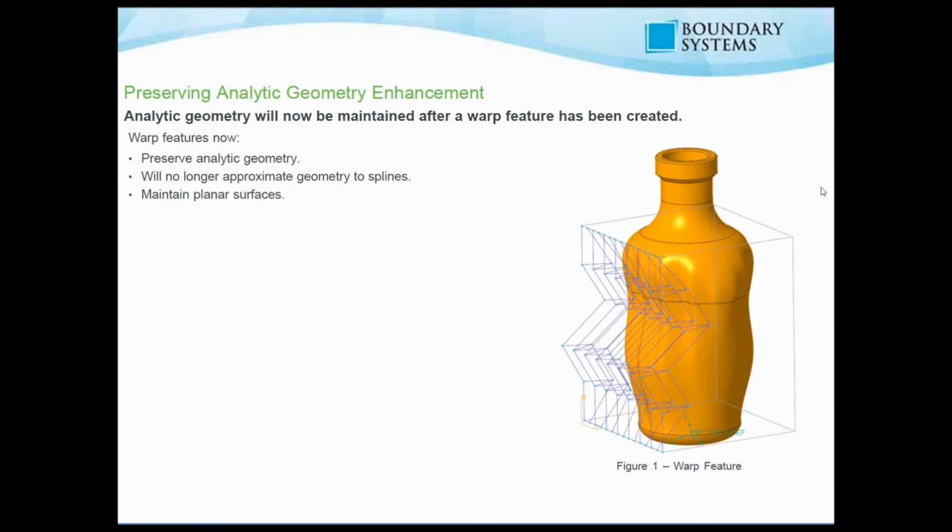And then analytic geometry will now be maintained after the warp feature has been created. Geometry will no longer be approximated to splines that can cause downstream problems. A planar surface is maintained as a planar surface when not impacted by the warp feature. As we see here, the other features at the top of this vase in figure 1 are not affected by the warp feature.